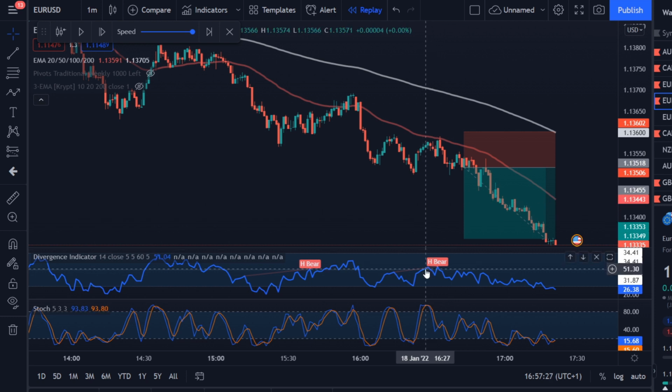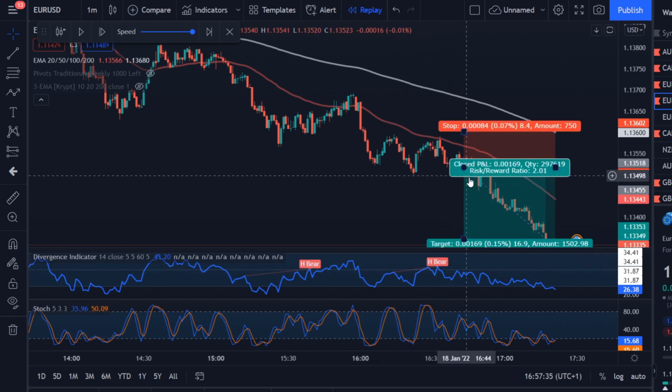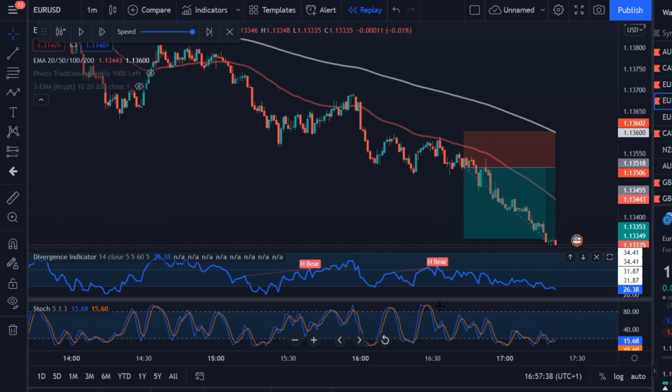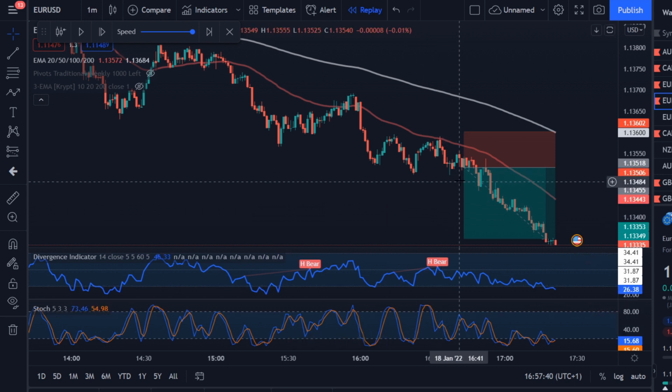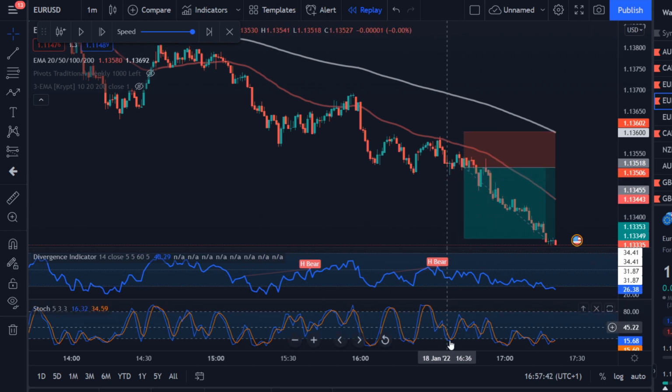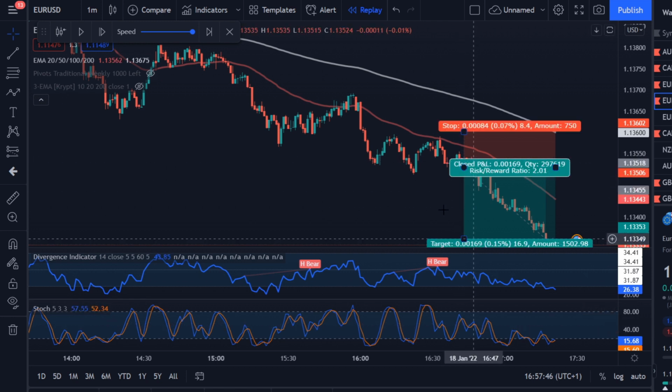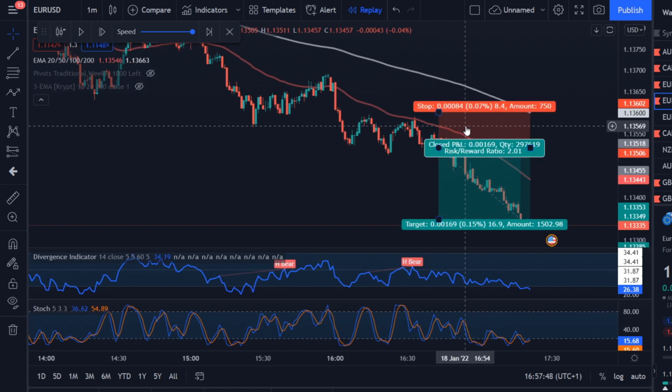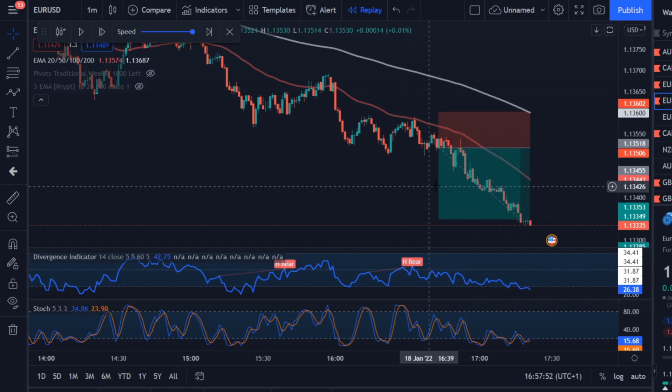As you can see, this is a nice example. Over here we see that there's divergence. This is higher than this, while this is higher than this high. So we take a sell order, but only when the stochastic crossed to the downside. So over here we see a nice cross and we take the trade. This is a 1-to-2 risk reward ratio, and as you can see, it turned out to be a nice winner.